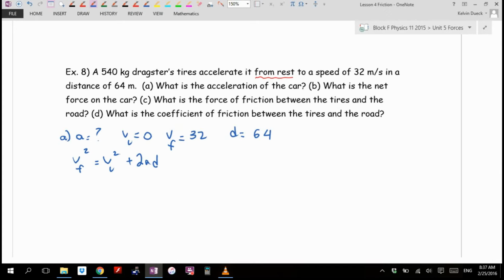Okay? Cohen, we said if I'm trying to get the A by itself, the VF squared is going to drop down like a domino because it's already on the opposite side.